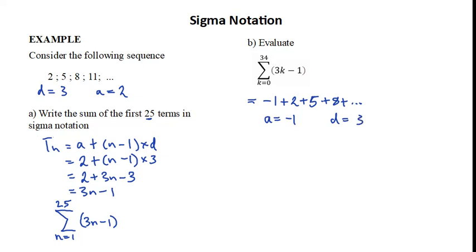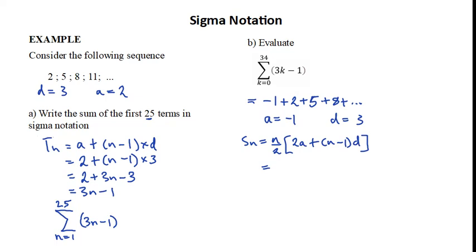Okay, then we're just going to use our normal sum of an arithmetic formula. This one here is Sn equals n over 2 times 2a plus n minus 1 d, our normal sum formula. Oh yes, we still need to work out the value of n. So from k equal to 0 up to 34, this is a formula that you can use.